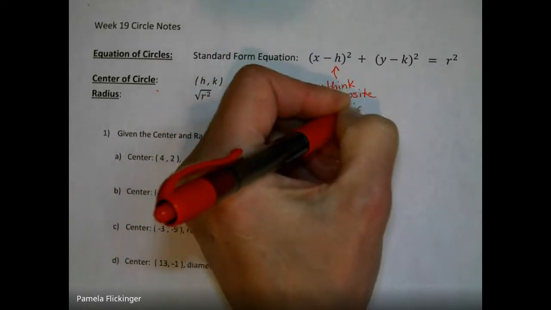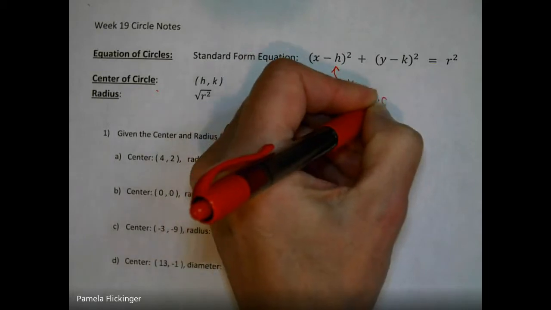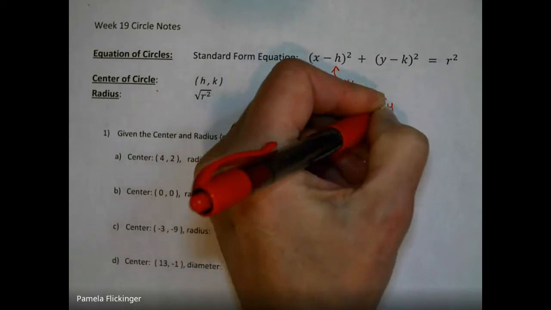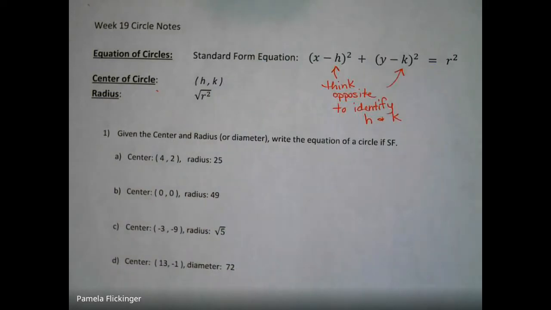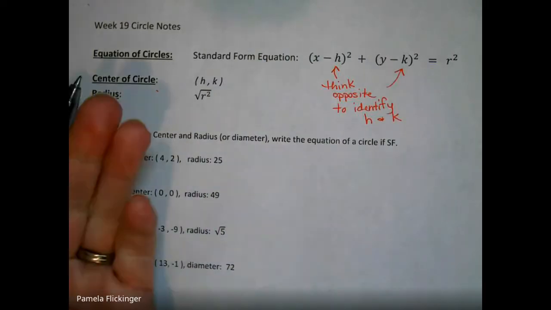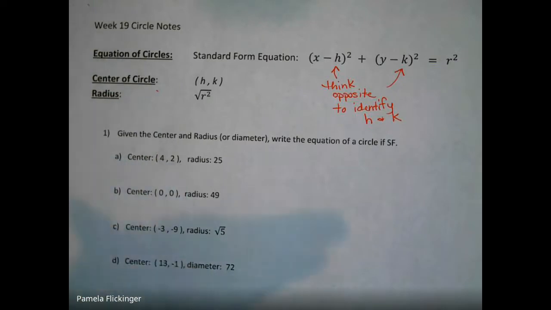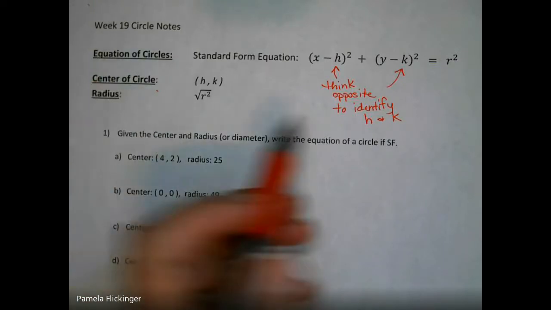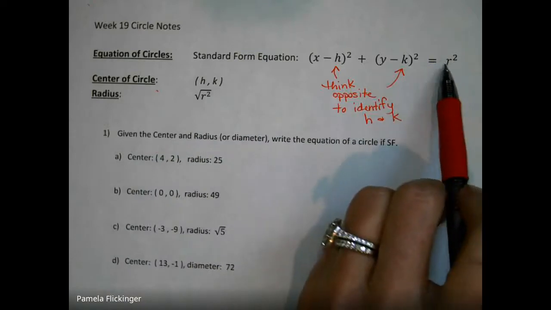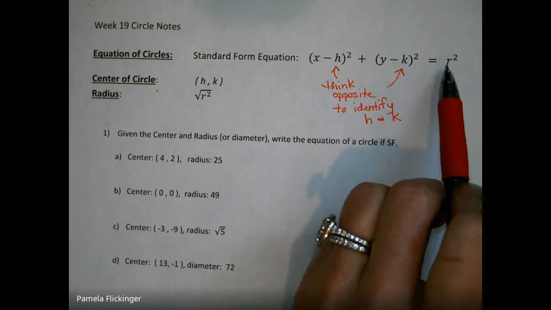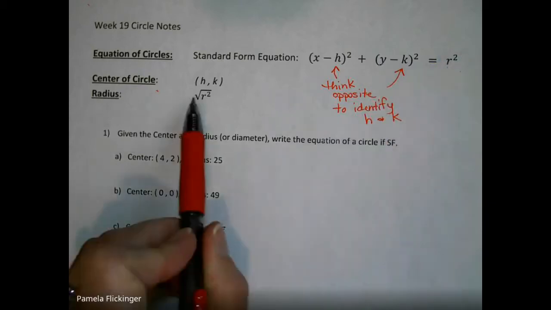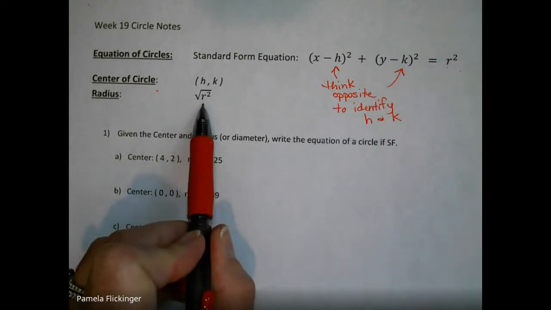Think opposite to identify h and k. So if you see a -2, it's really a +2. If you see a +4, it's really a -4. R is your radius, but the number that you're going to see is going to be some number squared. So in order to identify the radius, you're going to take the square root of whatever that value is.